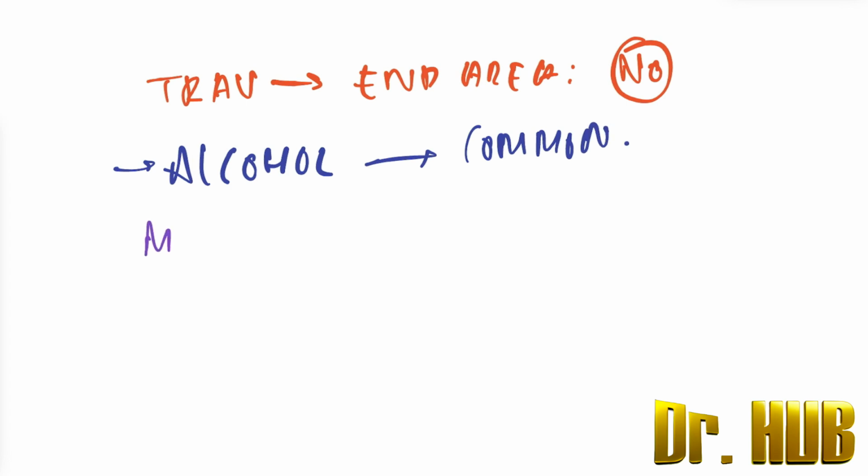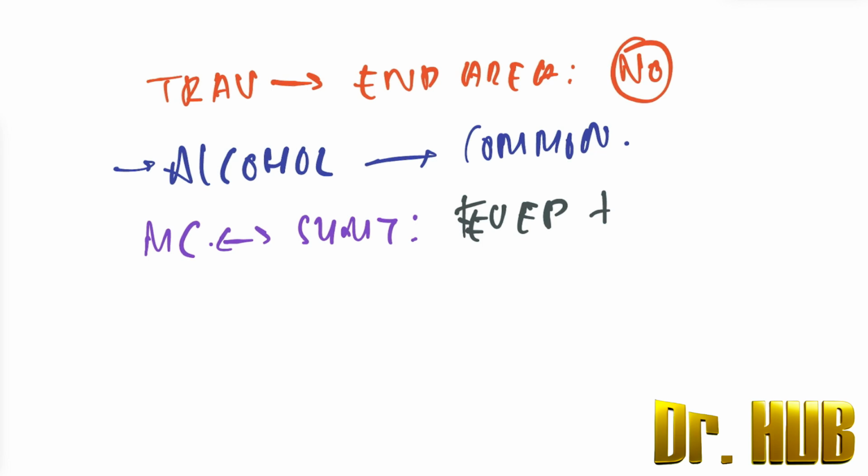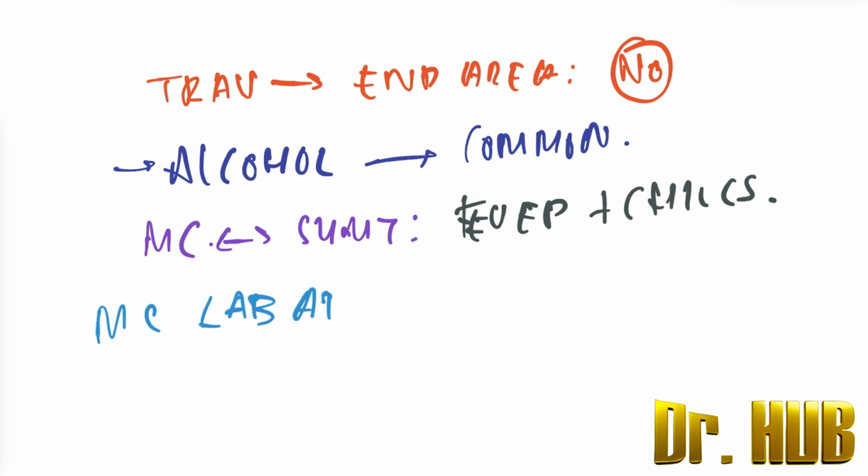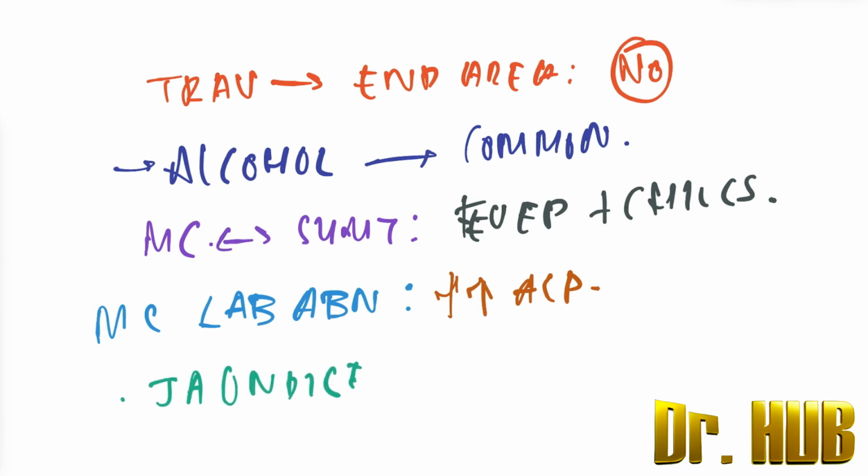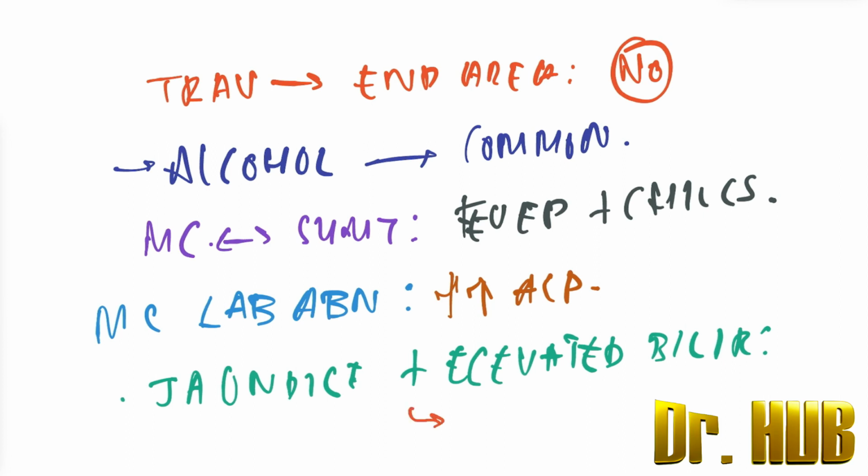Next is the most common symptom. This is going to be fever with chills. The individual is going to present with fever along with chills. Now, what is the most common lab abnormality? This will be the elevated ALP, a significant increase in ALP. Now, what about jaundice and elevated bilirubin? There's jaundice with elevated bilirubin, and it is more common.